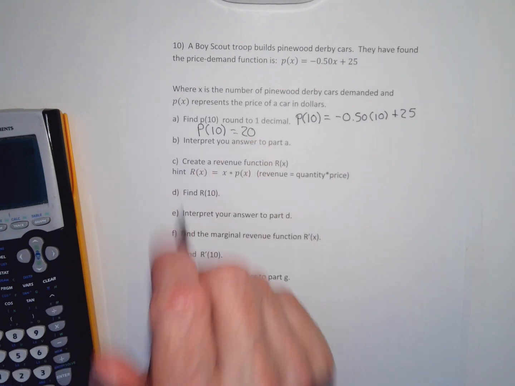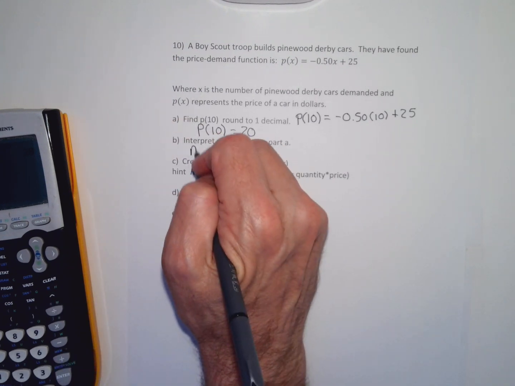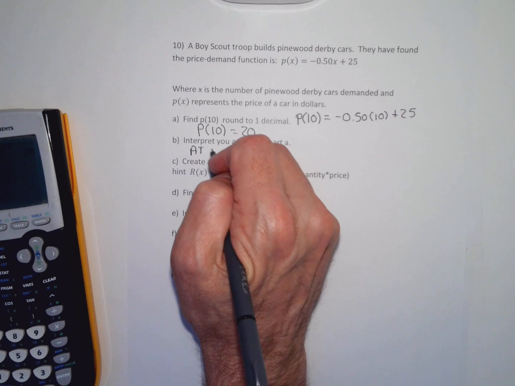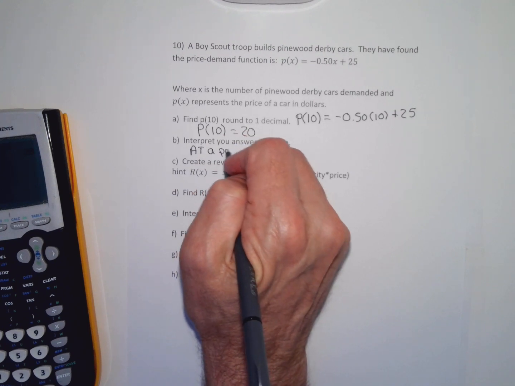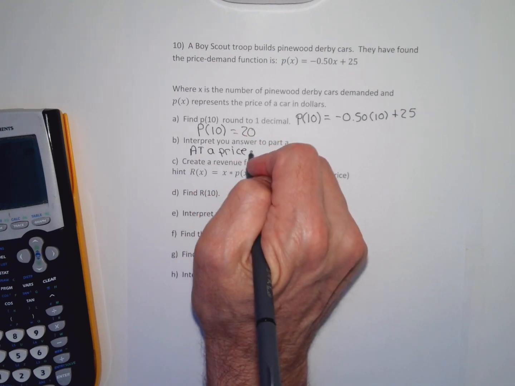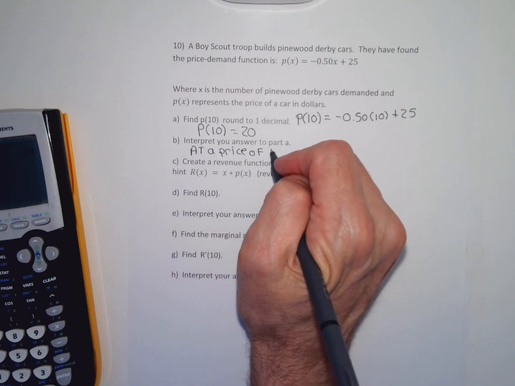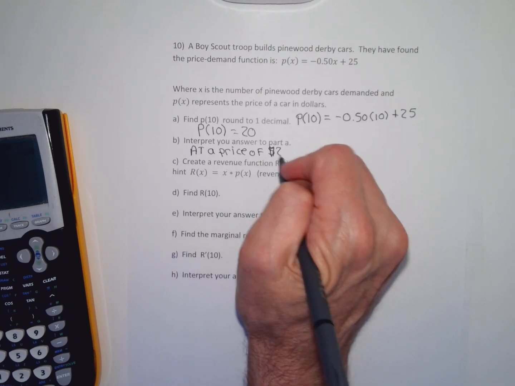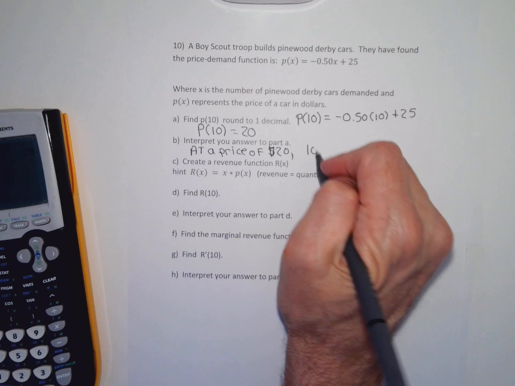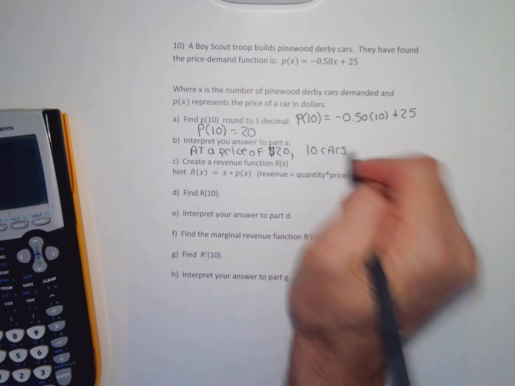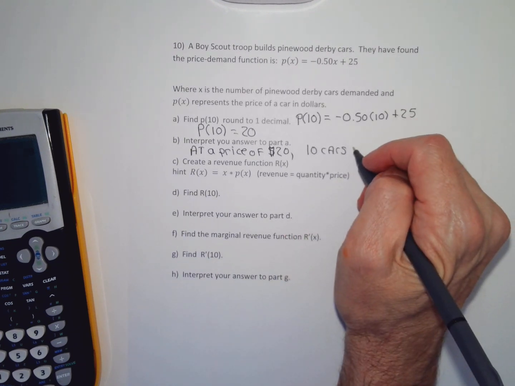So I might say something like this. At a price of 20 bucks per car, and grammar is not my friend, at a price of $20, 10 cars will be sold. Or 10 cars will be sold when the price is $20.